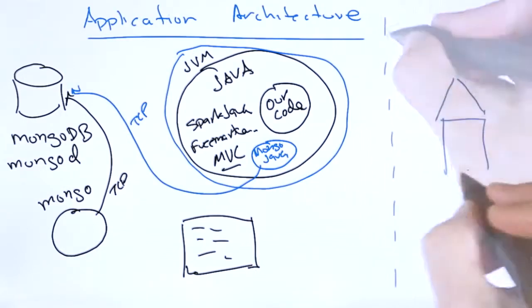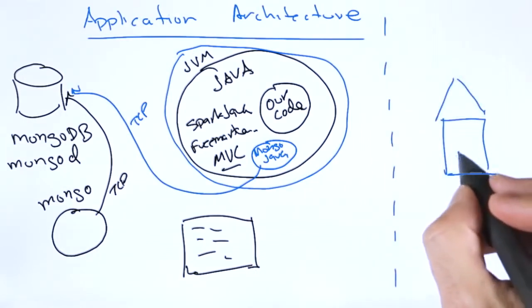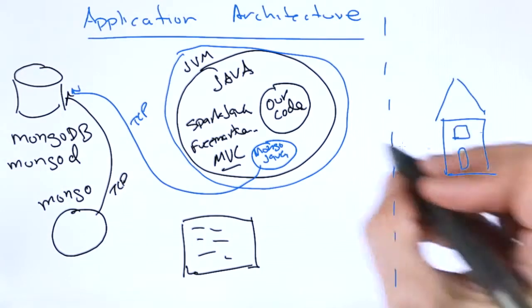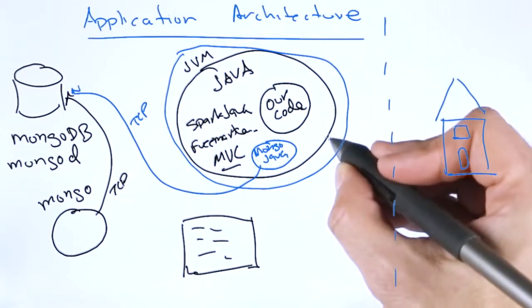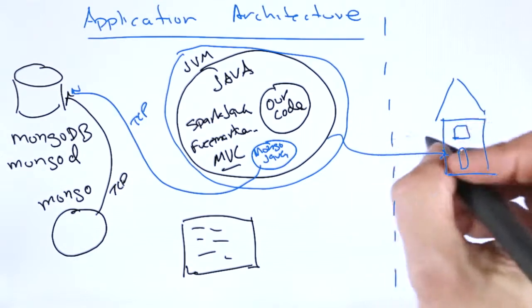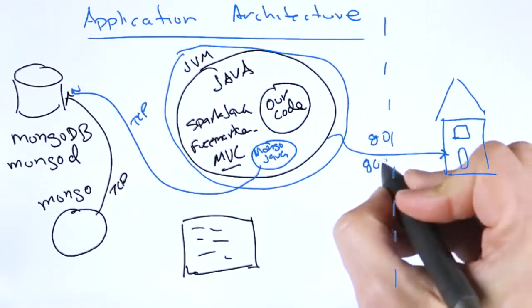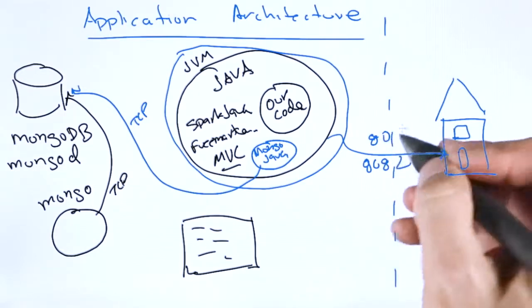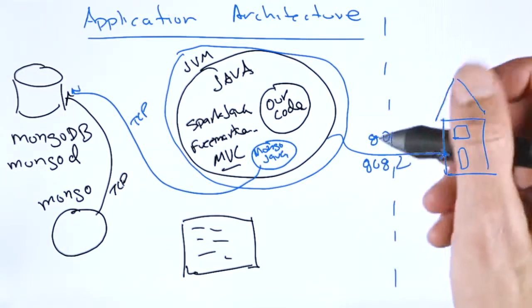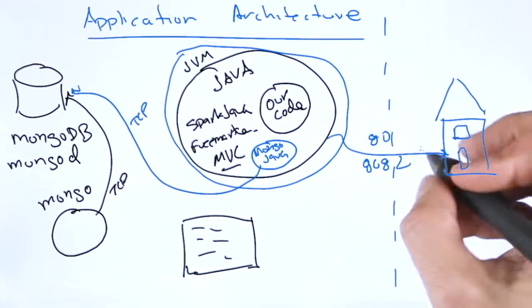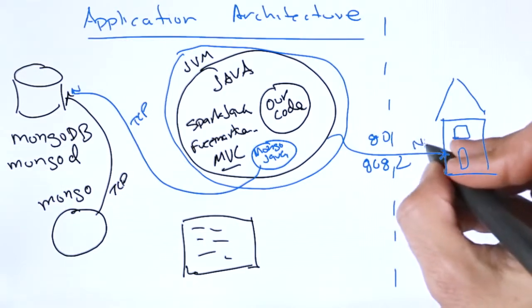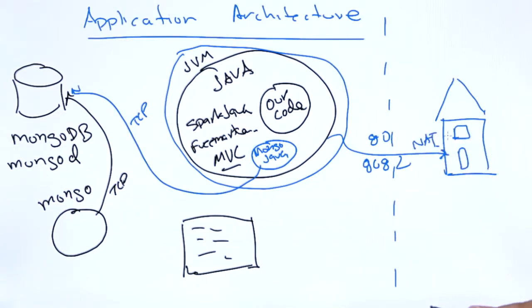And then the user is on the other side in their house or something. And this user is talking to this process. Normally for a web request it'd be port 80, but in this class we're often going to use 8082 because 80 is reserved and difficult to use if you're not root on the computer. And then this might go through some sort of network address translation through a Linksys box or something like that.